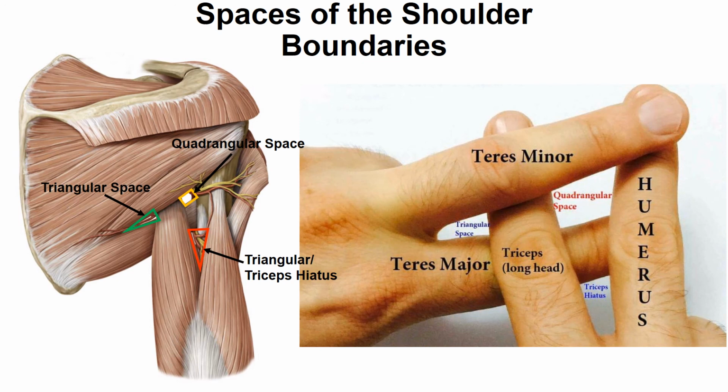Going back to the quadrangular space, if you move inferior, crossing the teres major, you will find that triangular hiatus. So the triangular hiatus borders are going to be: superior is going to be teres major, medial is going to be long head of the triceps, and then lateral is going to be the shaft of the humerus. So all these four muscles give us the quadrangular space as the square. Medial to that is going to be the triangular space, and then inferior to the quadrangular space will be your triangular hiatus.